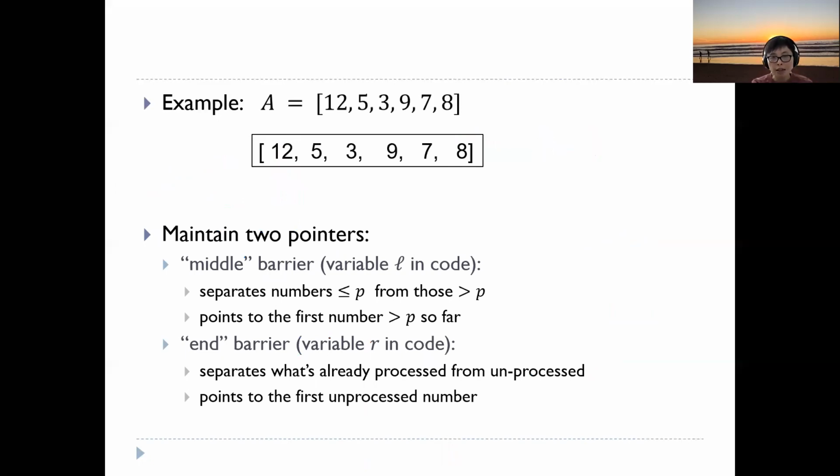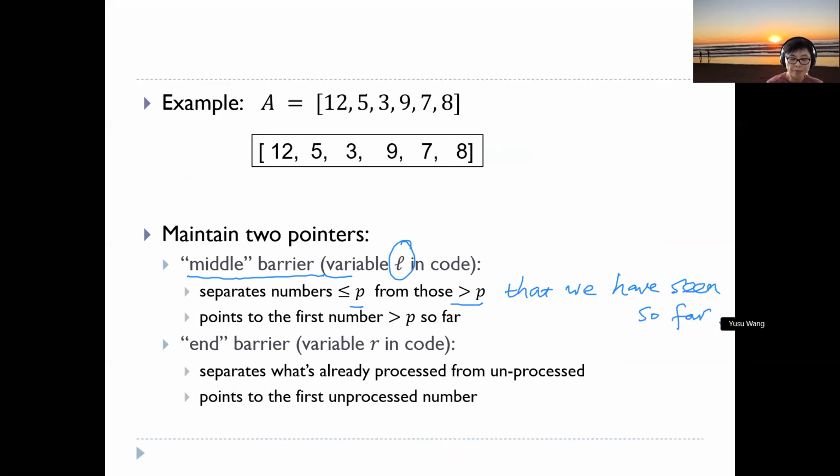Okay. And as I just went through in this example, our algorithm needs to maintain 2 pointers. There's a middle pointer, which I'm going to use L to represent in my code on the next page. It basically separates all the numbers smaller than P from those bigger than P that we have seen so far. And the end barrier basically points at the first unprocessed number. It separates what has already been processed from what's not yet processed. So this is the second pointer. That's going to be the variable R in the code that I'm showing.